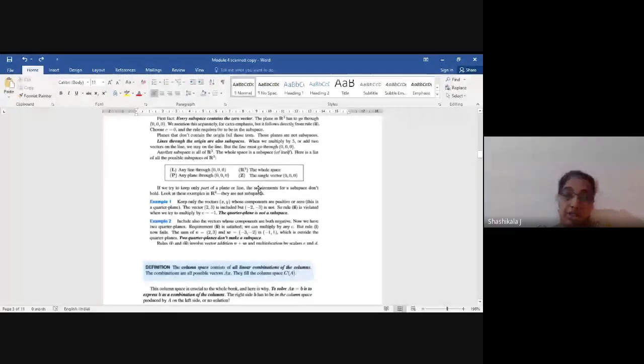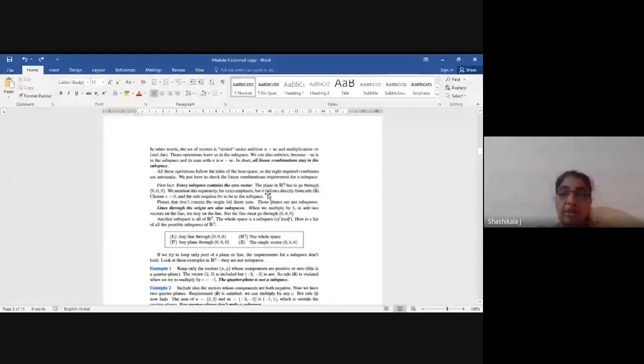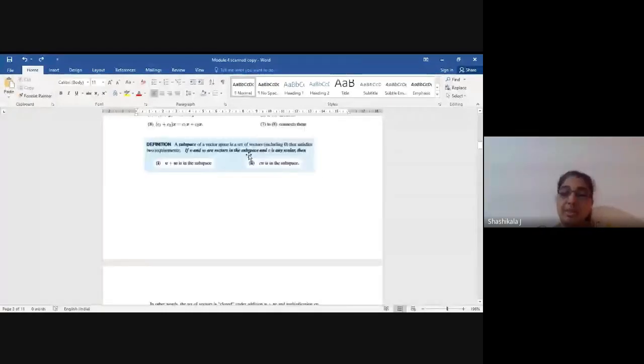So here your second rule is violated. What is the second rule? cv is in the subspace, and that is violated. So that's why it is not a subspace here. All others, just as examples: any line through (0, 0) is a subspace, and any plane through (0, 0) is a subspace.